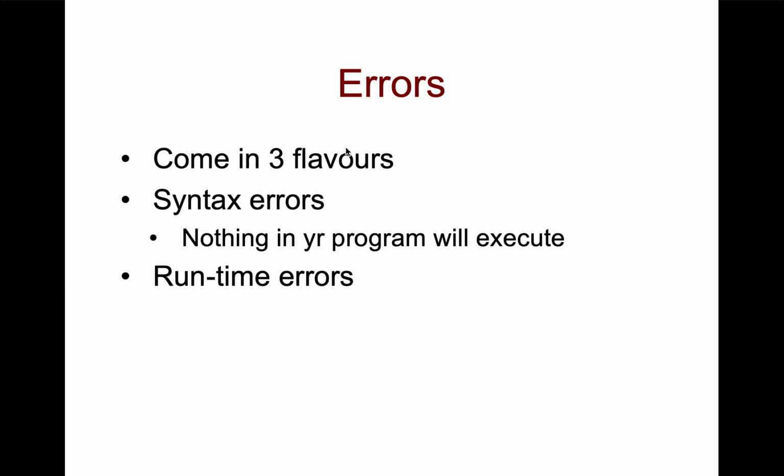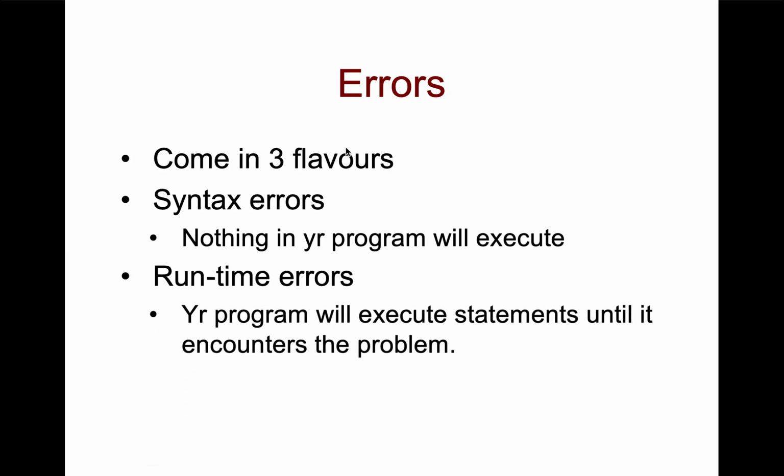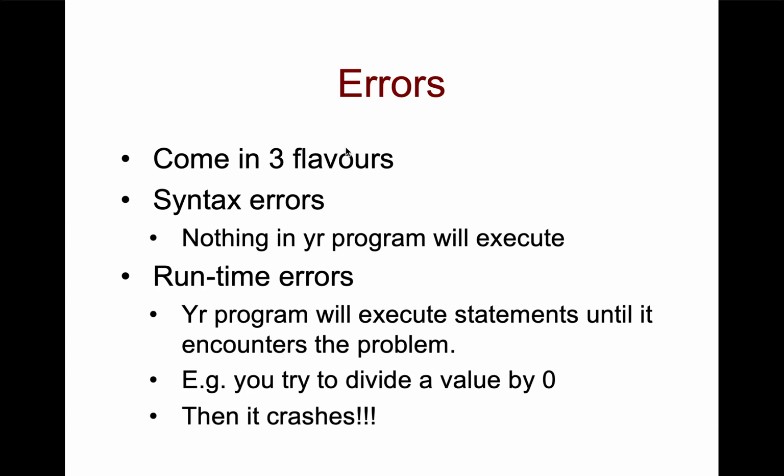Then there are runtime errors, and when we have runtime errors, your program will execute statements in your program until it encounters the problem. For example, you try to divide a value by 0 and then it crashes. You've also seen runtime errors when you try to print out, say, the value of a variable and you've never assigned any value to that variable prior to that point in the program. So Python doesn't know what should be in that variable and it crashes when that happens.